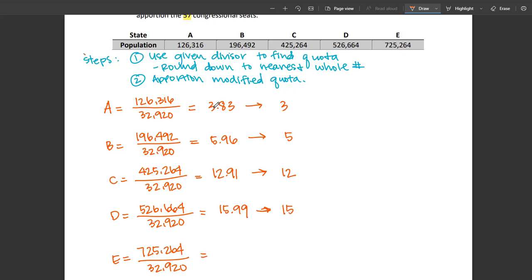And then on E, we get 22.03. And we round down. And whenever we add all of these up, we get the 57 congressional seats.